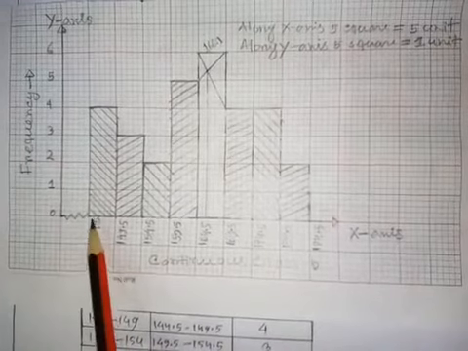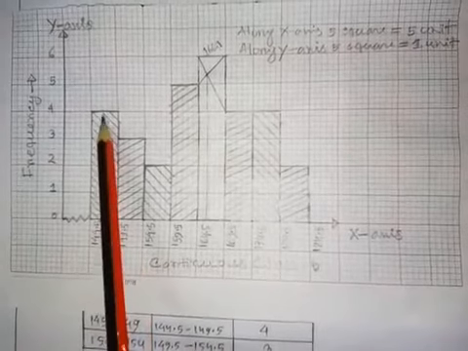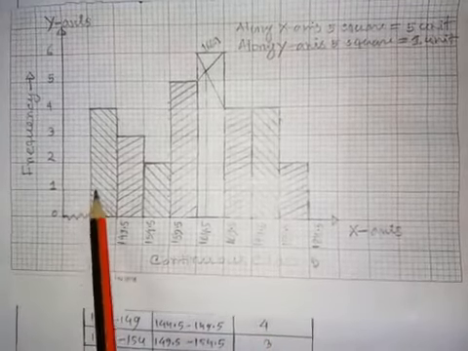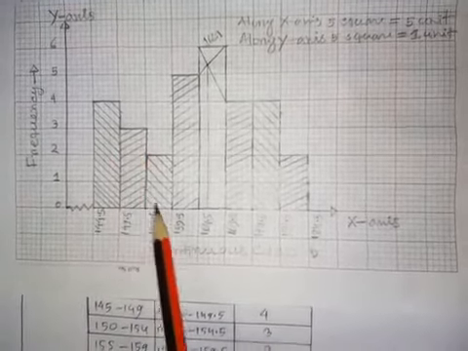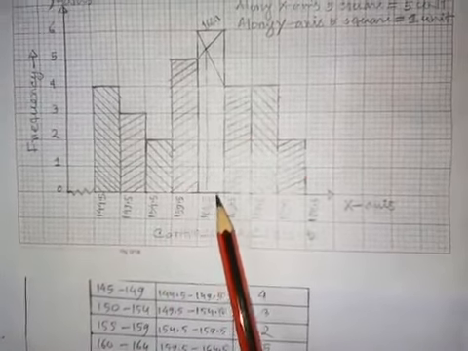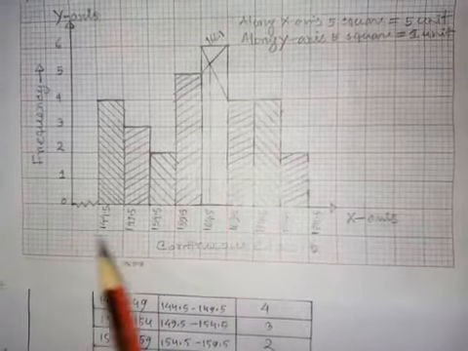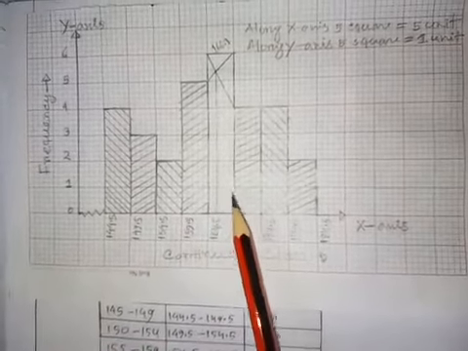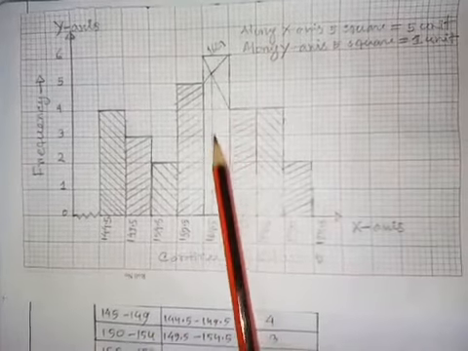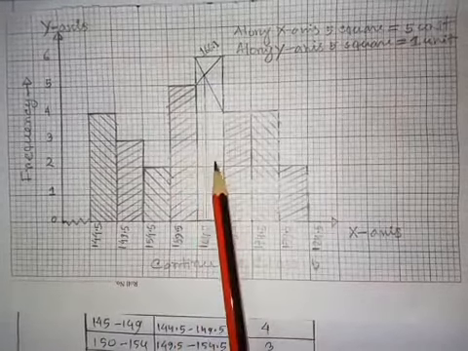Now look, for the first class 144.5 to 149.5, the value given is 4, so the height will be 4. For the next one the height is 3, for the next one 2. Like this way we will draw all the rectangles of the histogram. When it is done, we will try to find the mode. Mode means the column where the highest number of data is included. If you check this histogram, these rectangles' heights are highest, so the mode will be situated in this rectangle.